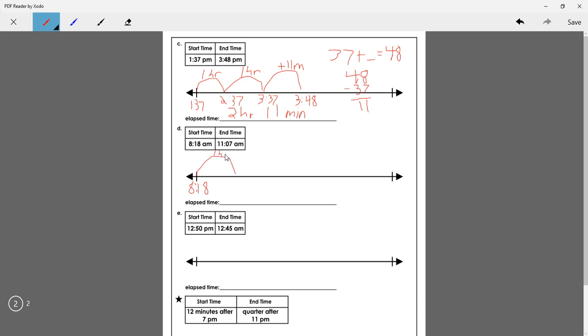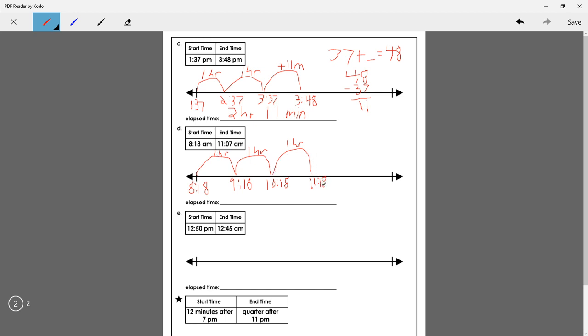So 1 hour would be 9:18. 1 hour would be 10:18. Okay, and we cannot go 1 hour, okay, and that would be 11:18, right? So that's too far. Now, theoretically, this is one way we could do this.